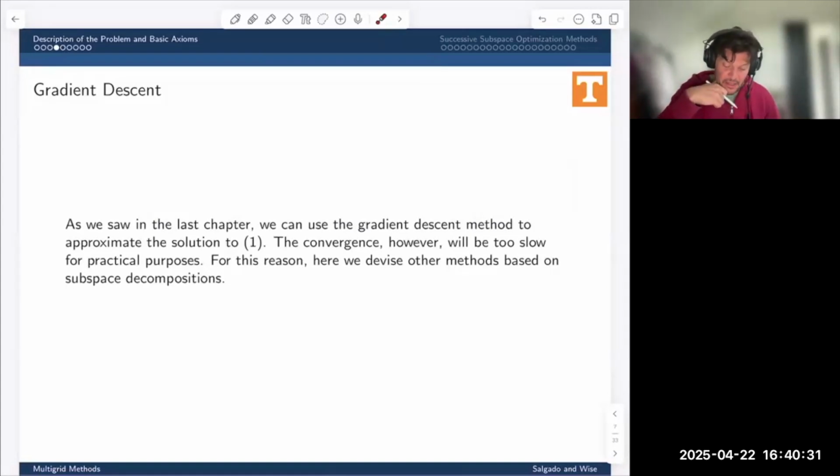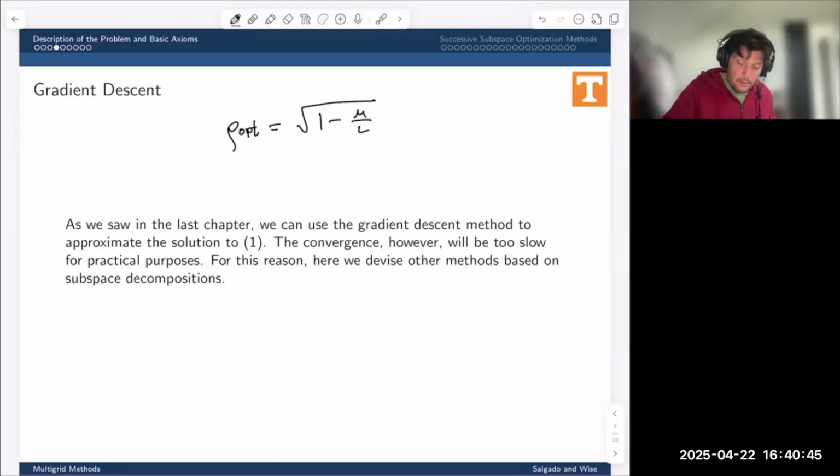So we can use the gradient descent method, but the optimal gradient descent rate we said was (1 minus mu over L) squared. And the problem is, generally speaking, this could be big, and we want to avoid cases where that gets big. The methodology that I'm going to present is going to do that.